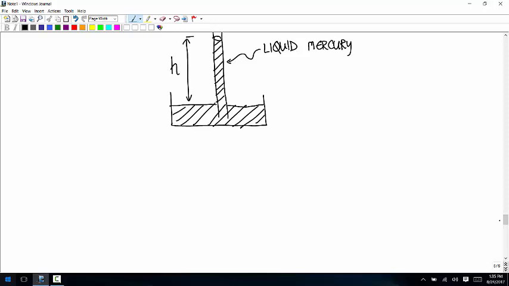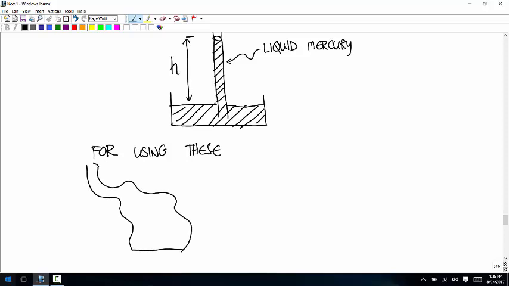Okay, so for doing calculations with these, both of them we're going to use this idea that no matter what the shape of the thing is, so say this is the container, if you have a pressure P1 there and a pressure P2 there, then P1 is equal to P2 plus rho g h.